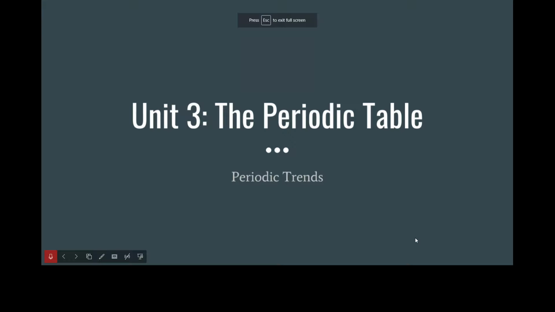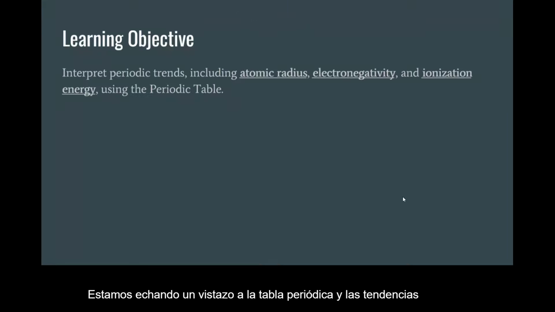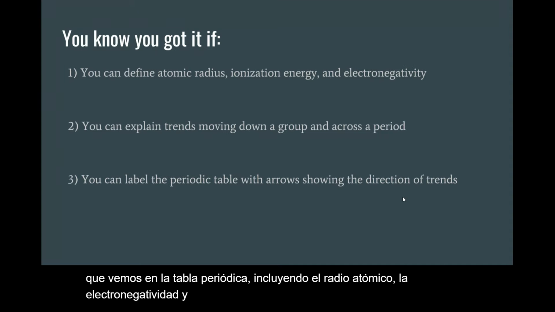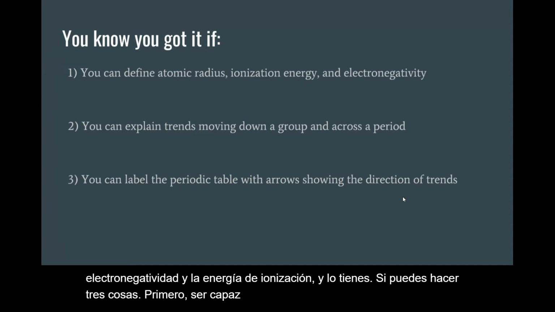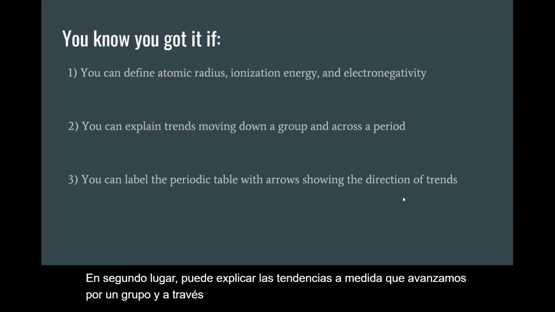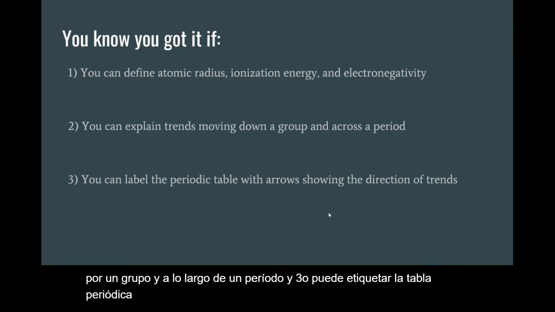We're taking a look at the periodic table and the periodic trends that we see in the periodic table, including atomic radius, electronegativity, and ionization energy. And you know you've got it if you can do three things. First, be able to define these three terms. Second, you can explain the trends as we move down a group and across a period. And third, you can label the periodic table with arrows showing the direction of the trends.